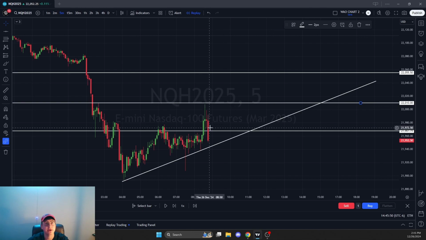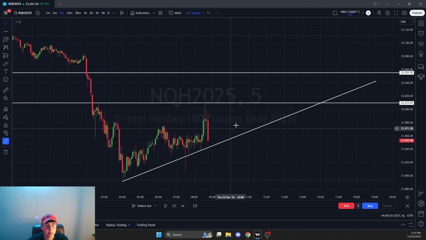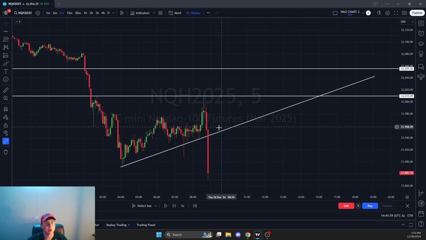Okay, look what's happening here. We're coming back down to this trend line, which, what does that mean? We could potentially look for a short position on the break. And look what happens. We broke trend, immediately fell, and we could have capitalized on that play.